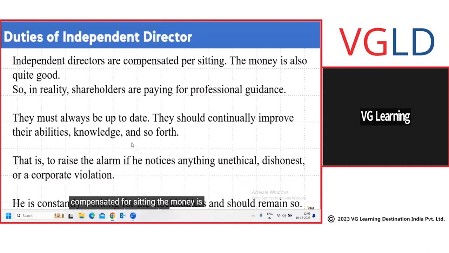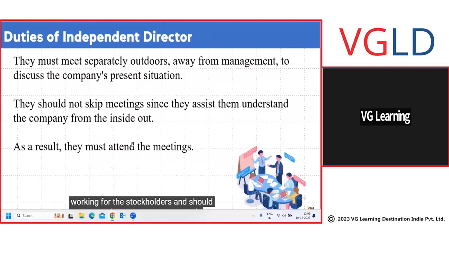So, in reality, shareholders are paying for professional guidance. They must always be up to date. They should continually improve their abilities, knowledge, and so forth. That is, to raise the alarm if he notices anything unethical, dishonest, or a corporate violation. He is constantly working for the stockholders and should remain so. They must meet separately, away from management, to discuss the company's present situation. They should not skip meetings since they help them understand the company from the inside out. As a result, they must attend the meetings.